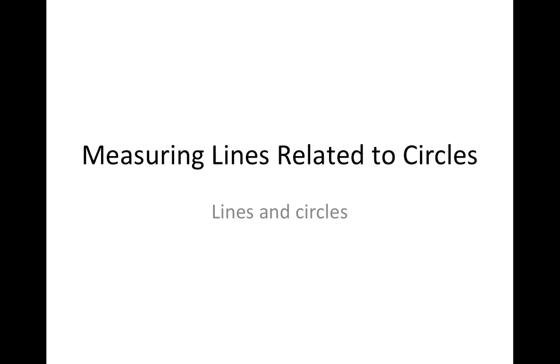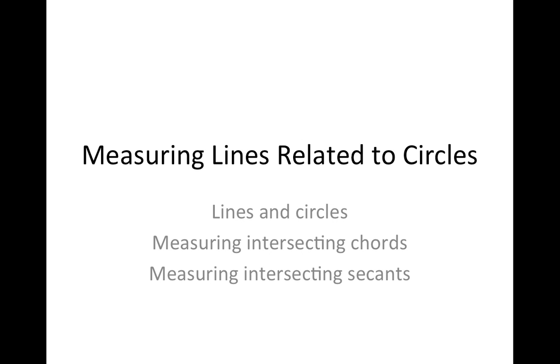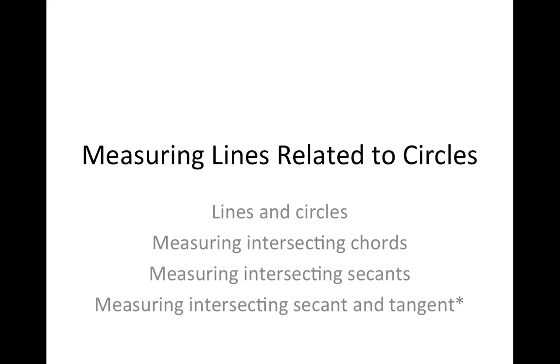One of the types of things we're going to find out about is chords, and we're going to talk about how to measure intersecting chords. We'll also find out about something called secants, and we're going to learn how to measure intersecting secants. And then finally, we're going to learn about something called a tangent, and how to measure when a secant and a tangent intersect. And finally, we'll see that that last one is actually the same as intersecting secants. It's just a special case.